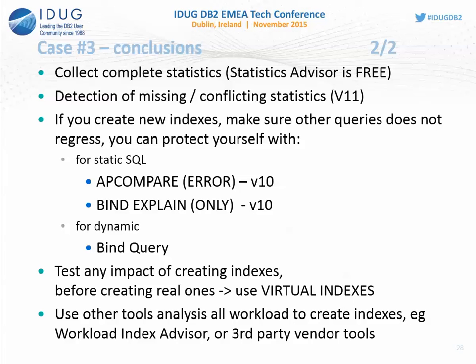But the good news is that we have a free tool to gather the statistics. In version 11, we also have detection of missing and conflicting statistics. And we also have security mechanisms here, like AP reuse, AP compare, and BIND QUERY if you want to secure your old access path.